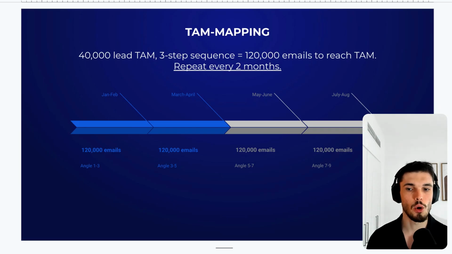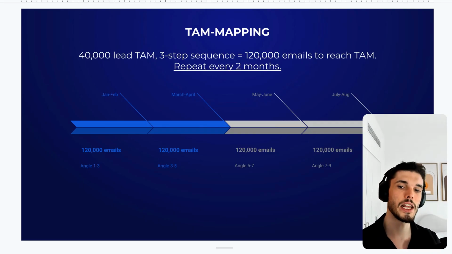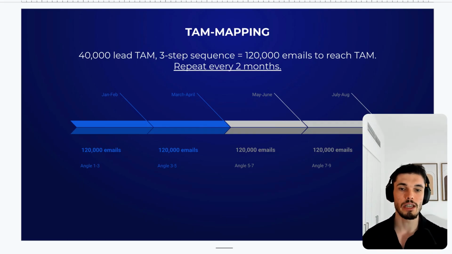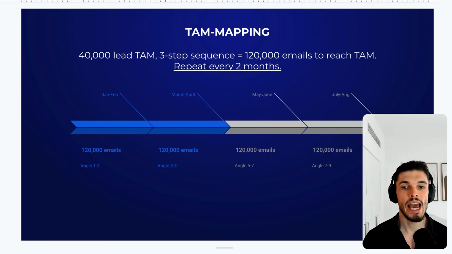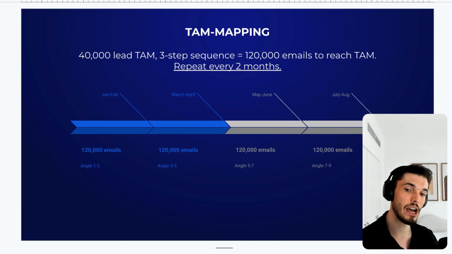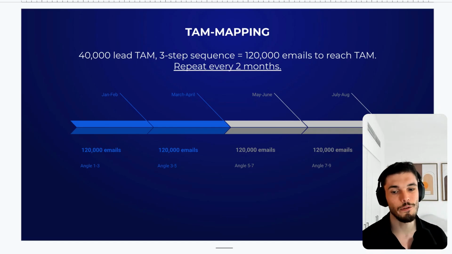That's our TAM, that's our total addressable market. And if we send a 3 step sequence, meaning one initial email and 2 follow ups, well, that means we have to send 120,000 emails to reach the entire TAM. And we want to repeat that process every 2 months. So in January and February, we'll send 120,000 emails, we'll test certain angles. And in March and April, we send 120,000 emails again and we test different angles.